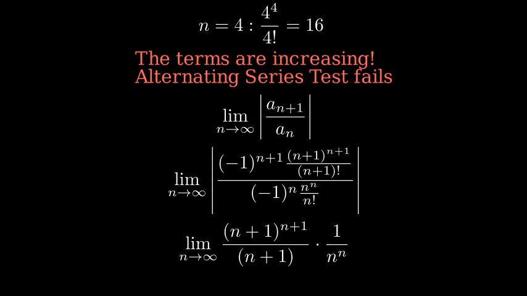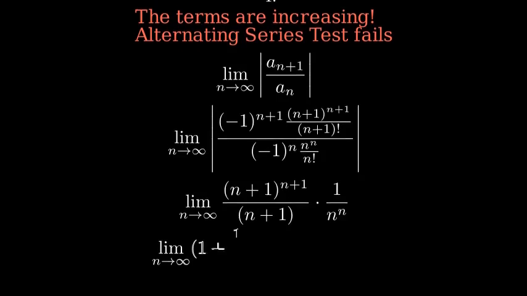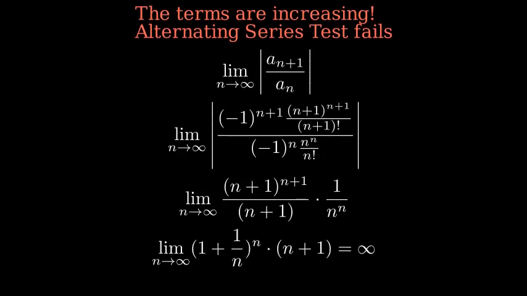Simplifying, the negative ones cancel in absolute value, and we can combine the factorials. This gives us the limit of (n+1)^(n+1) times n factorial over (n+1) factorial times n^n. Further simplifying, we get the limit of (n+1)^n times (n+1)^1 over n^n. Using the binomial theorem and properties of limits, this limit approaches infinity.